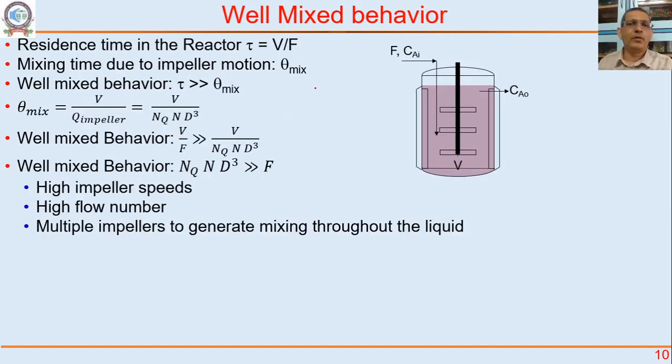Next, think about a well mixed reactor. What is the residence time in the reactor? It is volume divided by flow rate. Now this impeller is going to cause mixing. What do we want? If concentration everywhere is to be uniform, the mixing generated by the impeller should be very large as compared to residence time. So well mixed behavior will occur when residence time is far greater than mixing time.